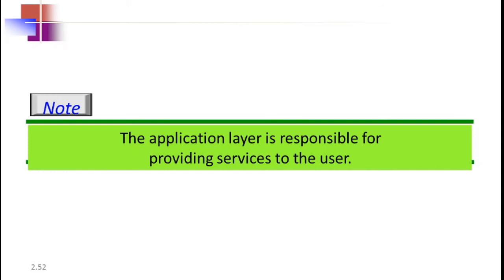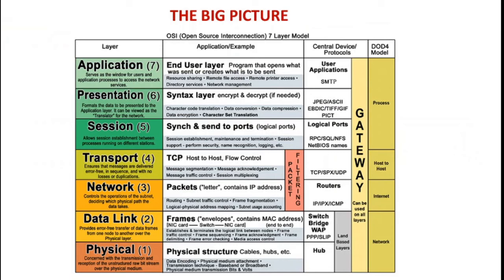So these are the various layers, and the big picture of the layers is shown like this, and the various application protocols, various layer protocols and devices are also shown. The bottom three layers are hardware layers, and the upper three layers are pure software layers, and we have the transport layer which may be a hardware layer or a software layer, but we also have a gateway device which acts on all the 7 layers.